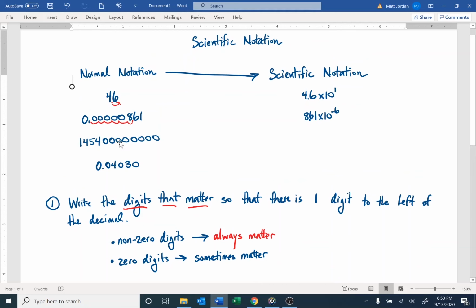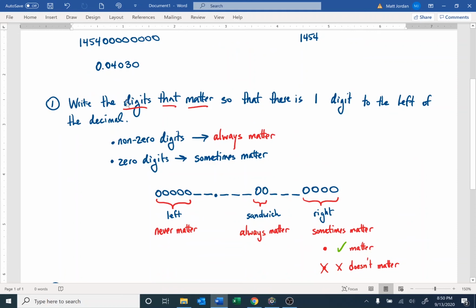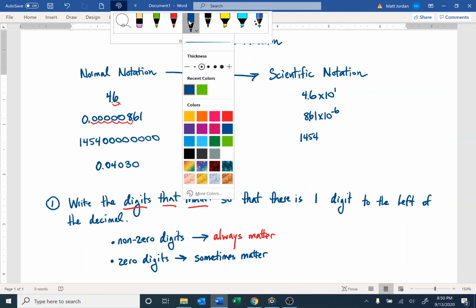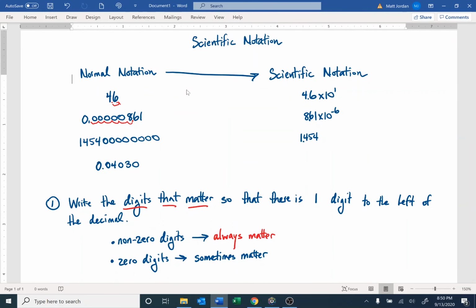All right, let's move to this one over here. Non-zeros are always important, so I'm going to write 1, 4, 5, 4. And now I have to figure out these zeros. Are they important or not? What kind are they? They're definitely not on the left, and they're definitely not sandwiched between two non-zeros, so they are right zeros. These zeros are on the right of the number, and I do not see a decimal, so those zeros do not matter. I'm not going to write them down. I do need to put a decimal between the 1 and the 4.